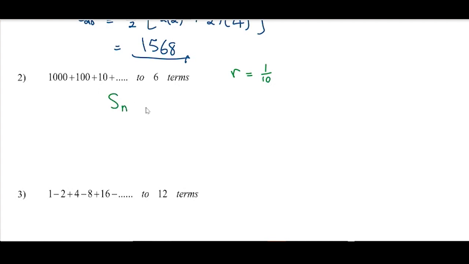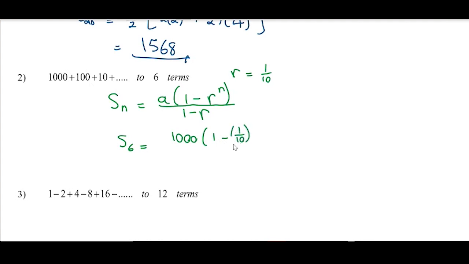Now, remember our formula. It looks like this. A, 1 minus R to the n, over 1 minus R. I want to add up 6 terms. A is 1,000. So it's going to be 1 minus a tenth to the 6 over 1 minus a tenth. Right, again, I can put all of that into my calculator and I can get a final answer, which happens to be 1,111.11.